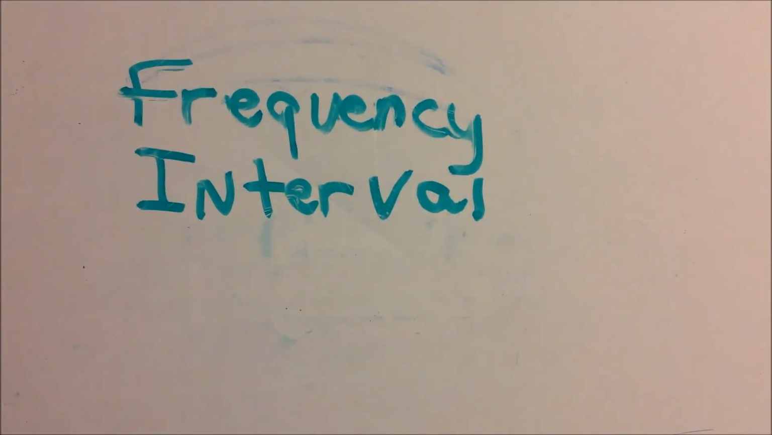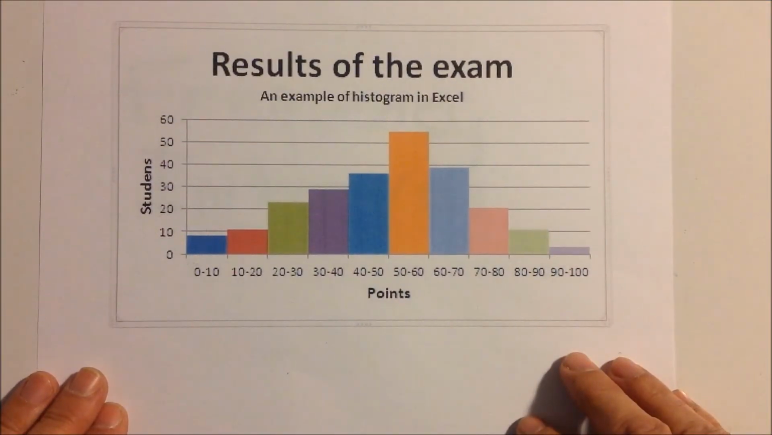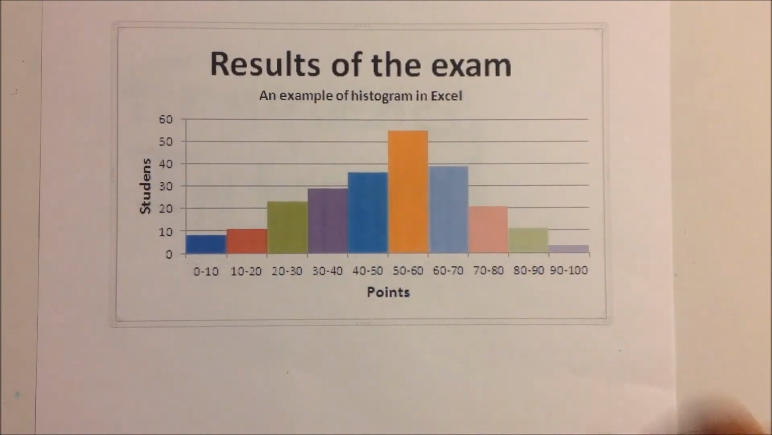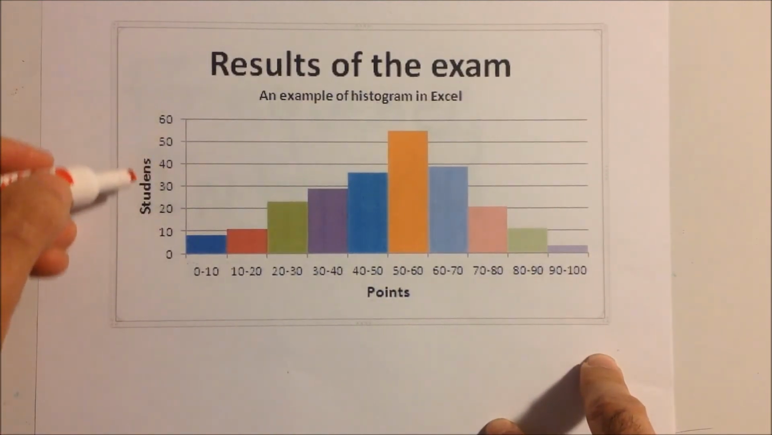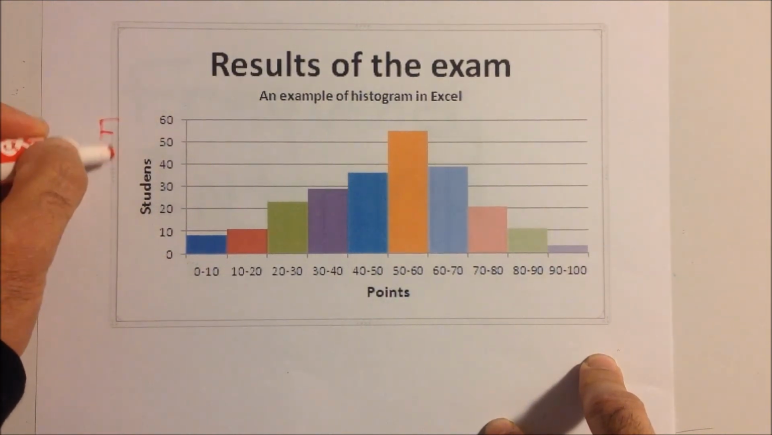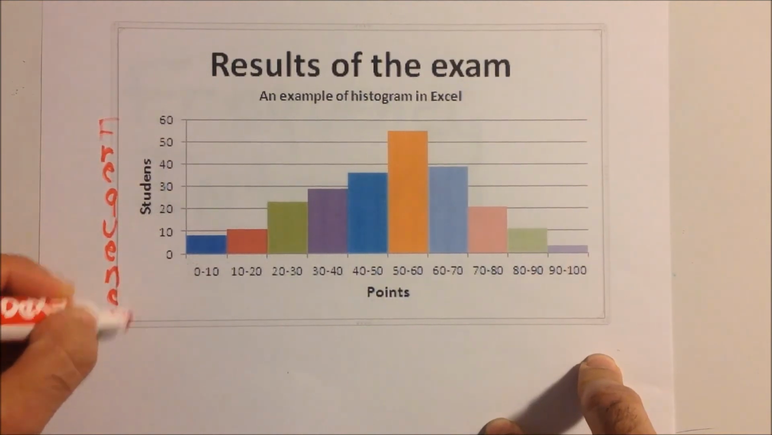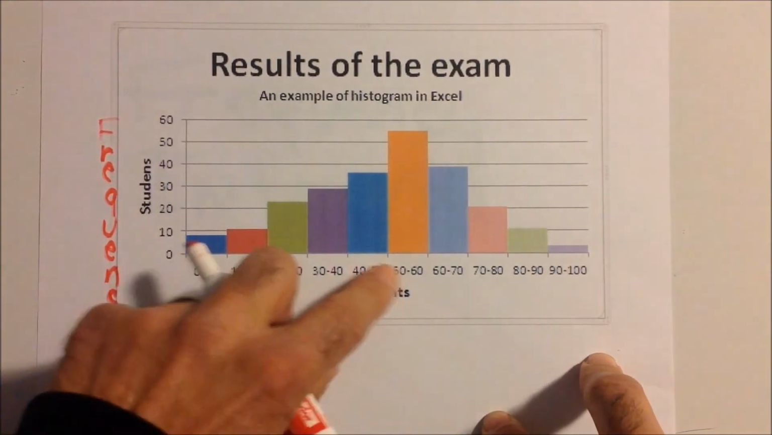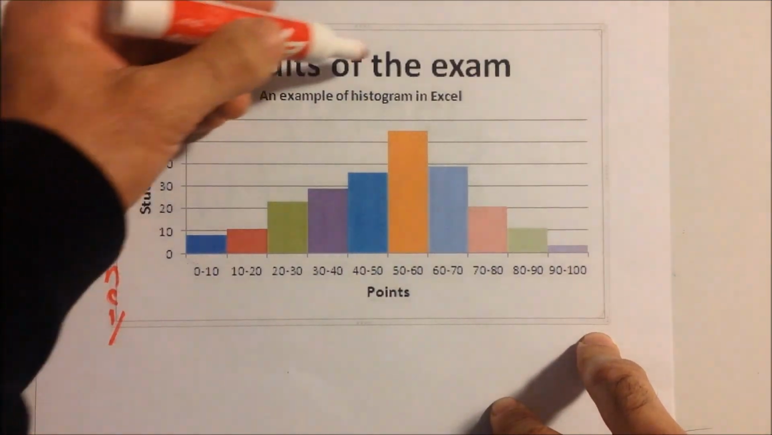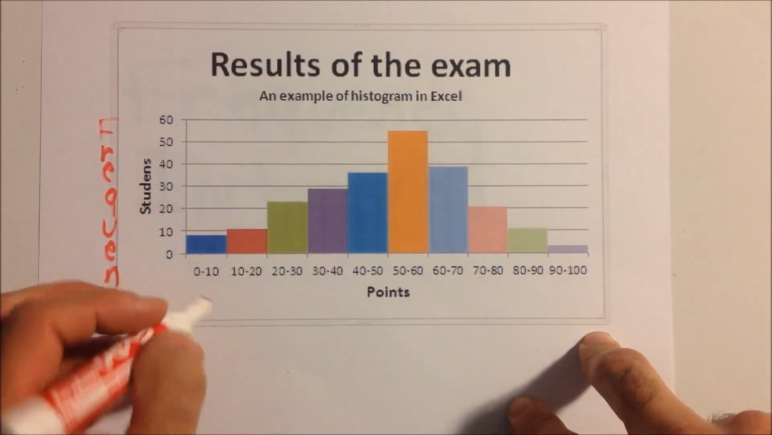So again, it looks like a bar graph, and here's an example. There are bars, but we want to find the frequency. In this case, where it says the students, that would be the frequency of students. And here on the bottom we have the intervals. Now in this case, it's the results of an exam, and the intervals are the grades.